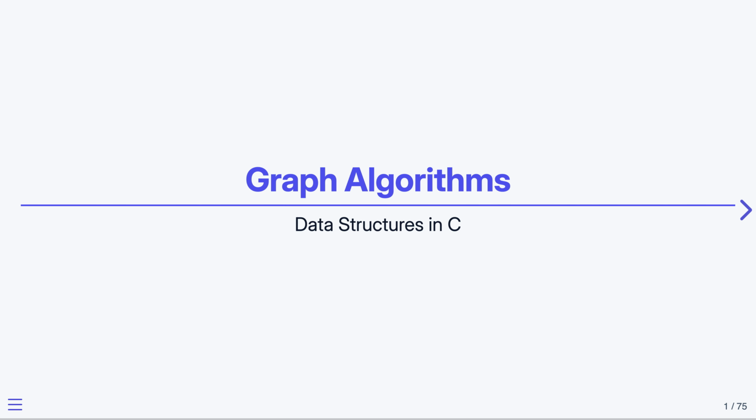Welcome to Graph Algorithms. This chapter teaches three classic algorithms for weighted graphs: Dijkstra for shortest paths, Prim for a minimum spanning tree, and Kahn for topological sort. They look different, but they share the same machinery.